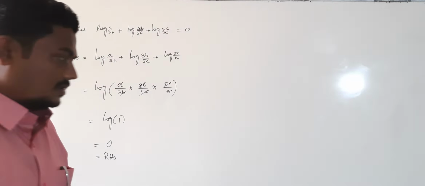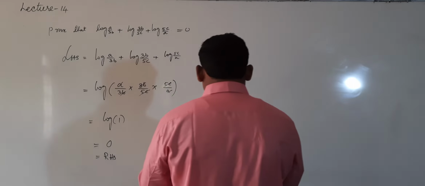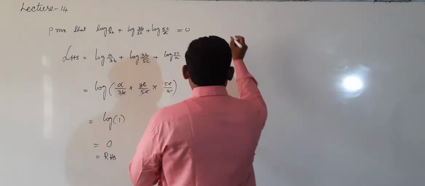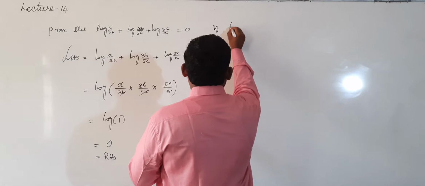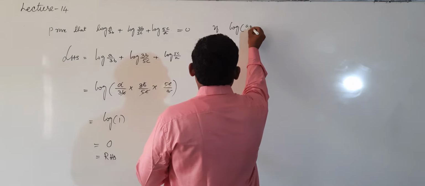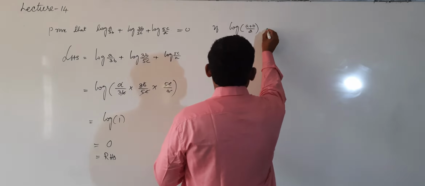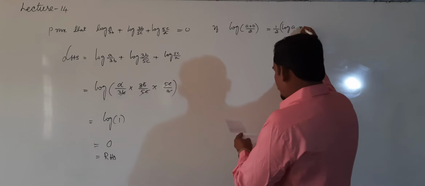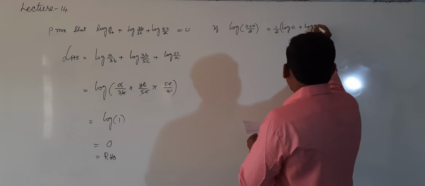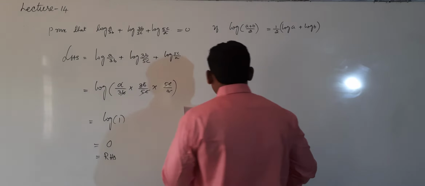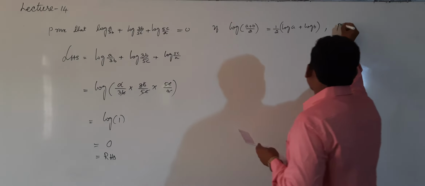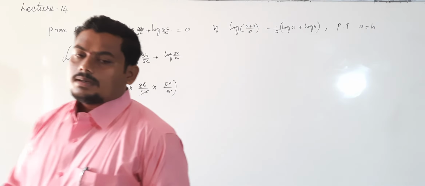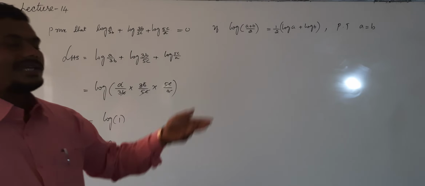Next problem. If log of (a plus b) divided by 2 equals 1 by 2 times (log a plus log b), prove that a equals b. If the first condition is true, then clearly a equals b.